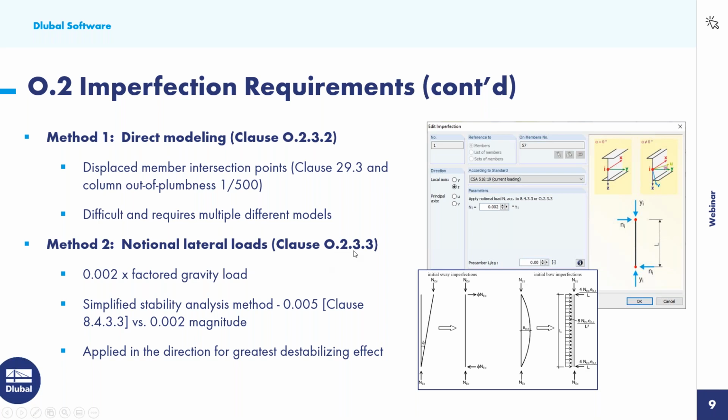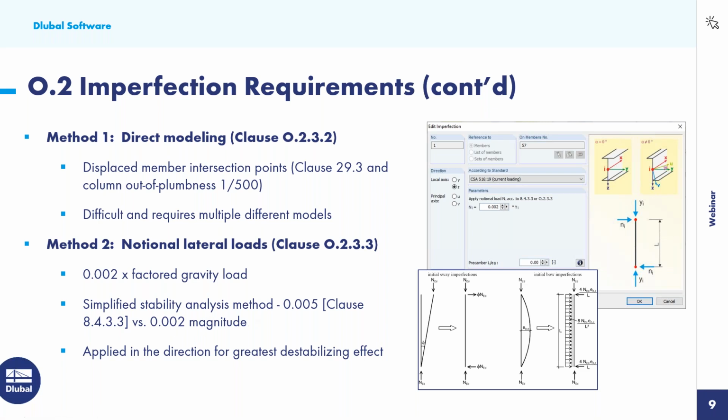And this is given in clause O.2.3.3. So for this method, instead of directly modeling them, we can apply these notional lateral loads with a magnitude here of 0.002 times the factored gravity load. And we might be thinking to ourselves, well, I think we just covered notional lateral loads within the simplified stability method, and we did. But you'll notice that a big difference here between Annex O and the simplified method is the magnitude applied for our notional lateral loads. We have a bigger magnitude of 0.005 here in front of the factored gravity load for the simplified stability analysis, as opposed to 0.002 in Annex O.